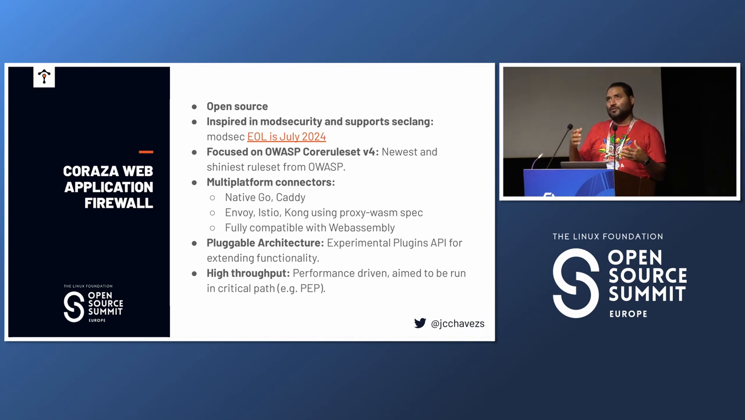Because as you might know, when you have the WAF in your gateway or in your ingress, then it will only happen once. And then performance is, of course, a concern, but it's something you could accept. But when you run on every single workload, then you need performance to be really good, because then you will add latency every time, every hop, right? So it's performance driven. It focuses on memory consumption, on CPU consumption. And it's aimed to be run in the critical path, right? Because it will appear in the critical path many times, for example, in the policy enforcement point.